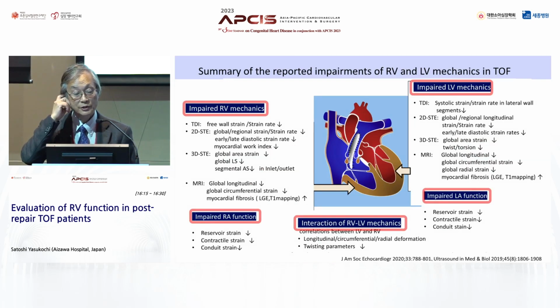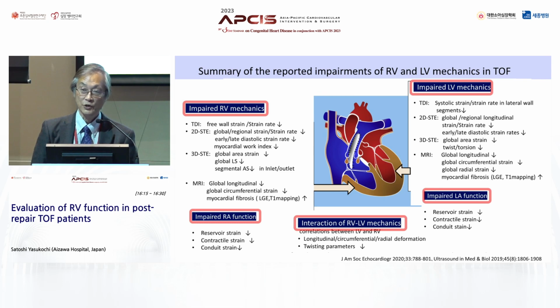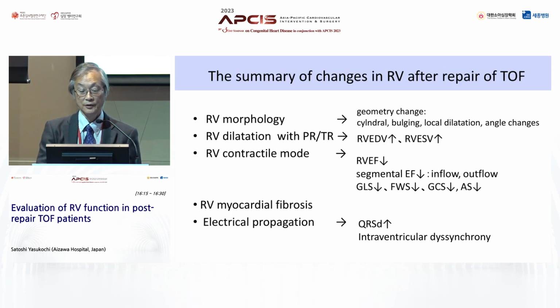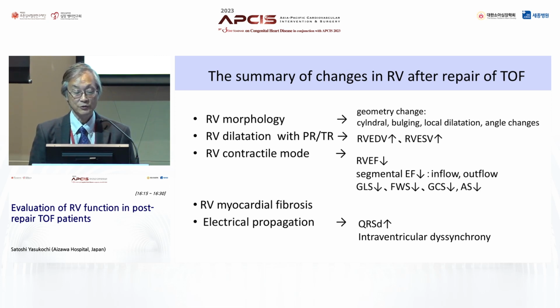This is a summary of the reported impairment of RV and LV mechanics in repaired tetralogy of Fallot. There are many reports about impaired RV mechanics and RV function, and also impaired LV function, as well as the interaction of RV and LV mechanics. Lots of people have reported strain findings, like free wall and global longitudinal strain or global area strain. However, these are some of the changes in the RV after repair of tetralogy of Fallot.